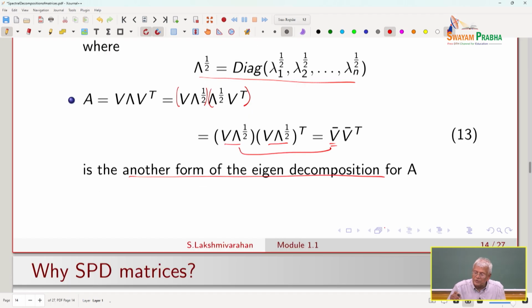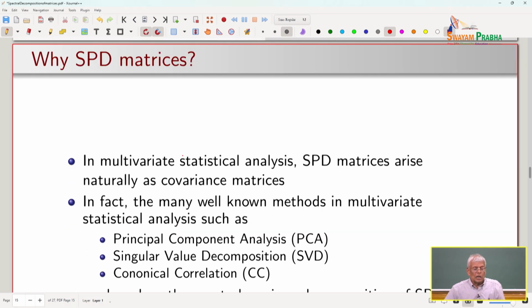This form of decomposition, which we will soon see later, looks like the so-called Cholesky decomposition, but these two are different. Now, why do we concentrate on symmetric positive definite matrices?